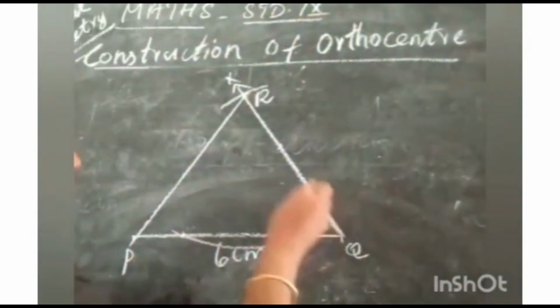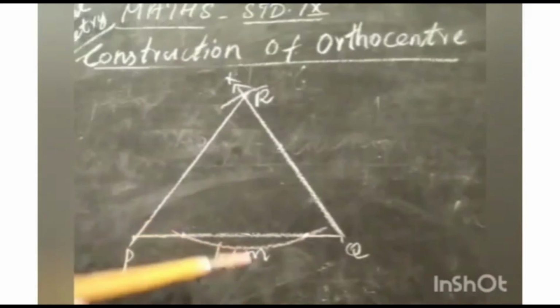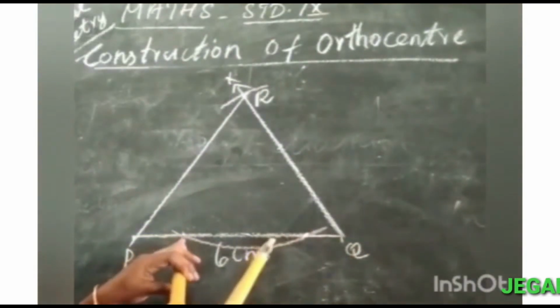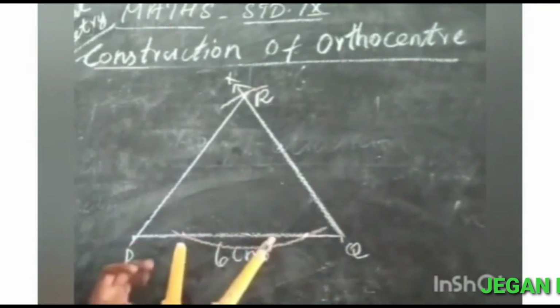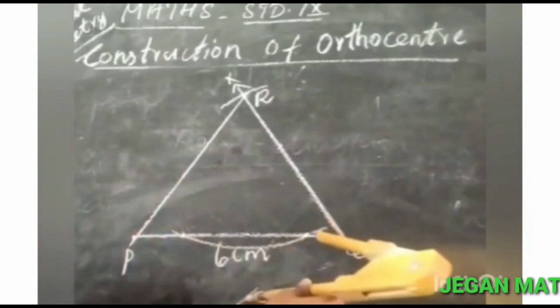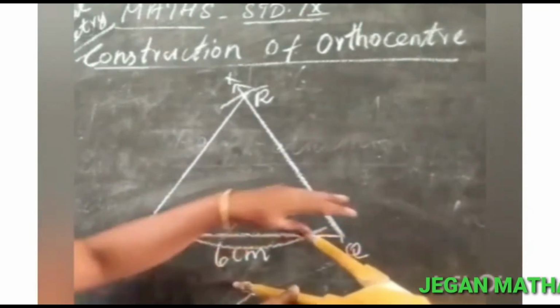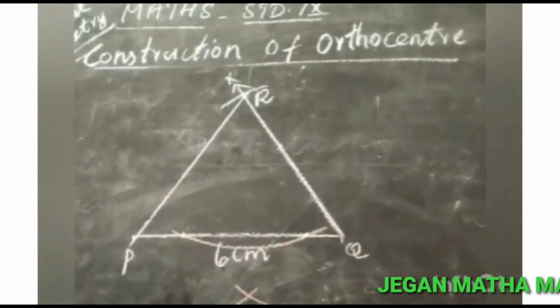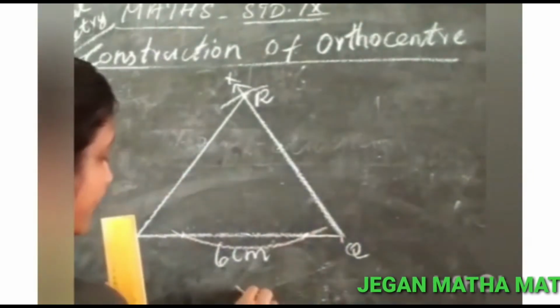Mark the point like this. Here you can take the measure of more than half measurement. Then put one arc like this. Here you can keep the compass on the other point. You can draw the arc like this. Now the two arcs cut at one point.